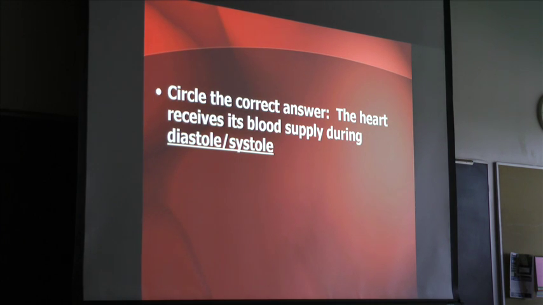Circle the correct answer. The heart receives its blood supply during diastole or during systole. What do you think? You think during systole? Because that's when the rest of the body gets its blood supply. Right? So this is the exception, the heart. The heart, because the muscle's being squeezed during systole, can't really get a good blood supply when it's squeezing itself. So it gets its blood supply during diastole, when it's relaxing.